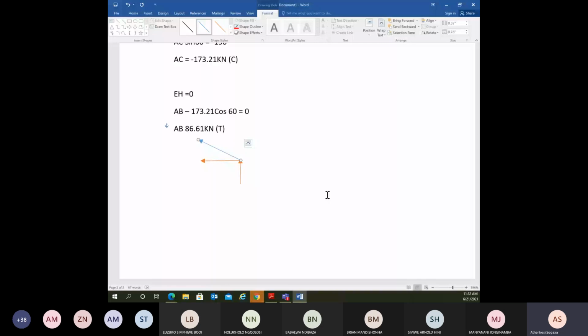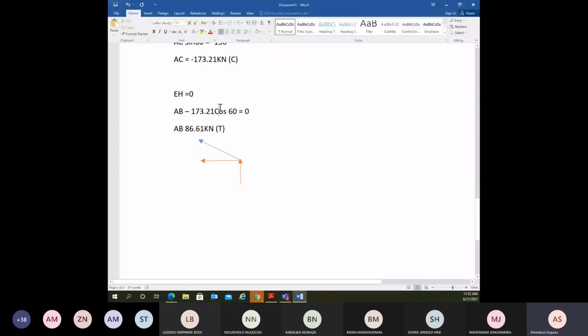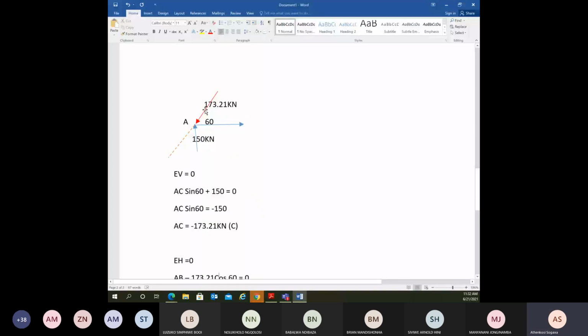Now, what is happening here? Let's assume tension. It was with tension because these are the two unknowns. We said there are no more than two unknown forces in the method of resolution that we're using. The angle is given at 60 degrees, and I know the reaction A is 150 kilonewtons.